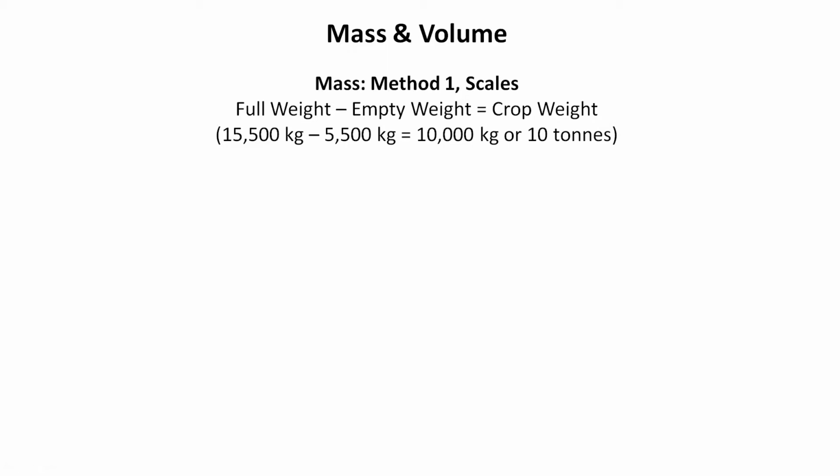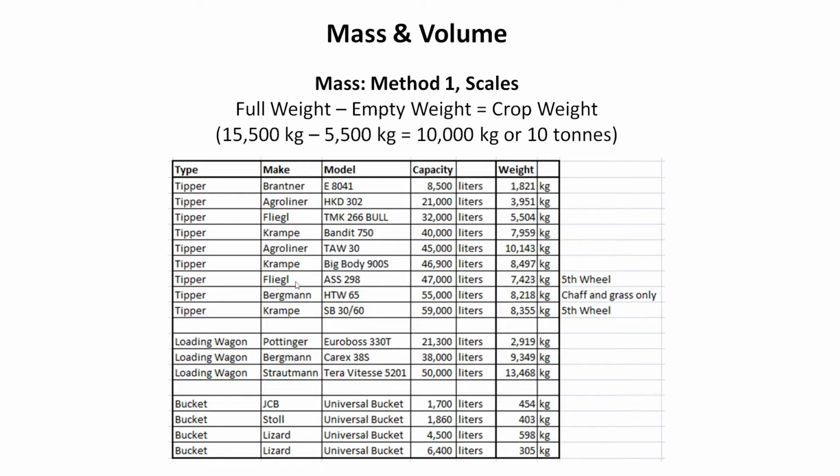So, mass and volume. We'll combine these two items to get our crop densities. There are two ways we can get the mass. The first is by the scales. We take a tipper load, we get the full weight of the tipper minus the empty weight like I showed before, and we get the weight of the crop. So the full weight, say tipper and crop, is 15,500 kilograms. We go weigh the tipper afterwards, 5,500 kilograms. This gives us a crop weight of 10,000 kilograms or 10 tons. And again, my handy list, I've already weighed all the tippers, all the loading wagons, and the buckets to give us empty weights for all of these. This comes in handy later.